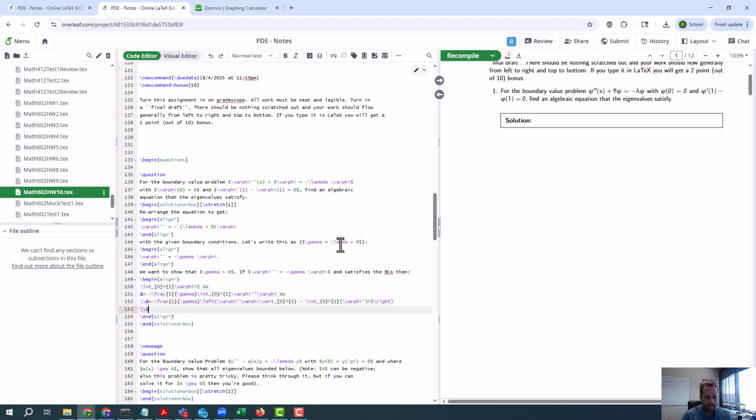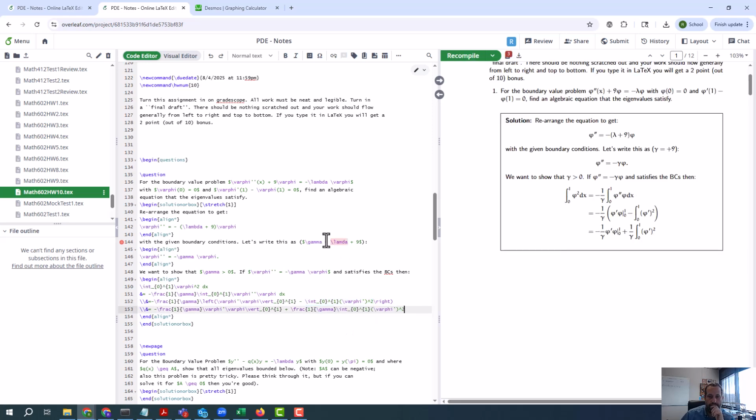And then what are we going to have? We're going to have minus 1 over gamma. I'm just going to distribute this. And then we're going to have plus 1 over gamma times the integral, because the minus signs are going to cancel. So we're going to have this times that. Let's look at that now. What did I do wrong? I always do that. Lambda. Okay, whoops. Okay, that's what we have, using the boundary conditions.